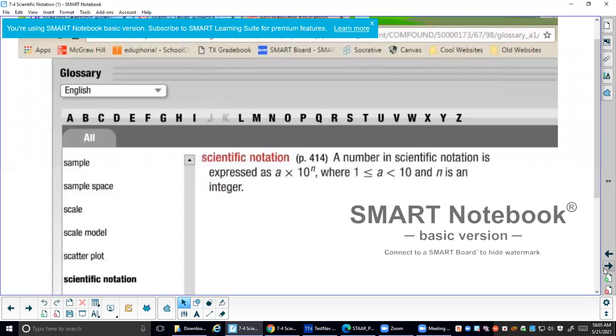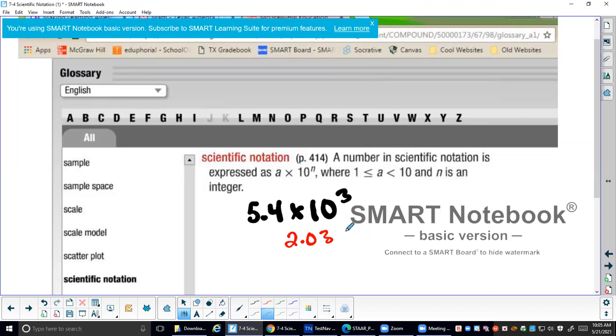Alrighty, some examples of that might be something that looks like 5.4 times 10 to the power of 3. Or you could even have something that looks like 2.03 times 10 to the power of negative 5. When you have a positive exponent, it usually represents a really big number. And when you have a negative exponent, it represents a small number. So those are the equivalents.